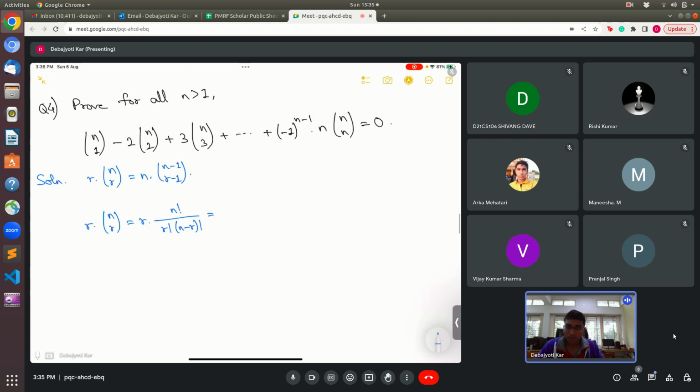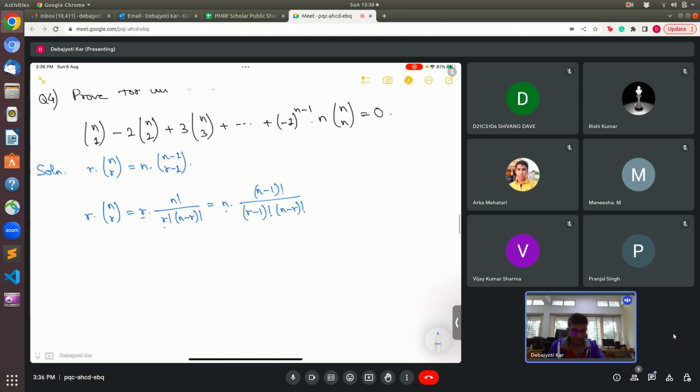Okay, so what is r times n choose r? That is nothing but this thing, right? So what did I do? I just split n factorial into n times n minus 1 factorial, and this r divided by r factorial is nothing but r minus 1 factorial. Okay, so this I hope is clear.